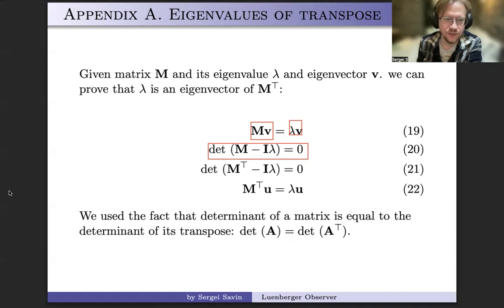And here, what I use is exactly what you suggested, right? You said that the determinant of a transpose is the same as the determinant of the matrix. So I take the transpose of this matrix. It looks like this. The determinant should also be 0. And from this, it follows that there exists some vector u for which M transpose times u is equal to lambda u. All right.